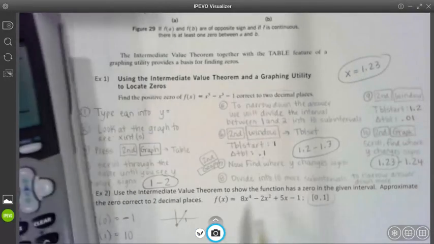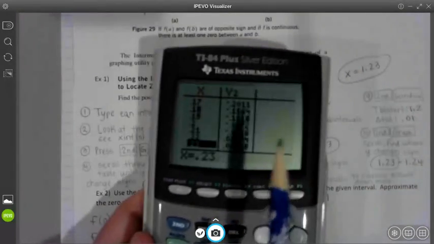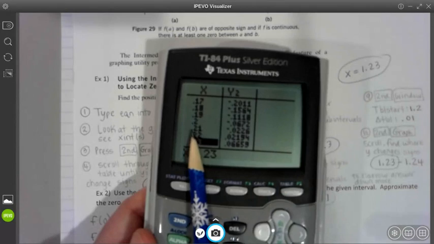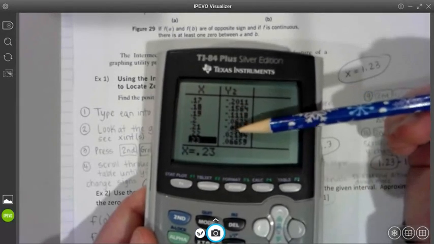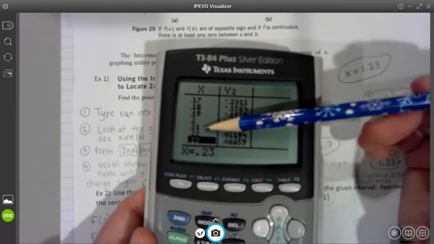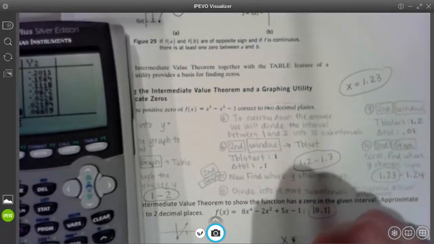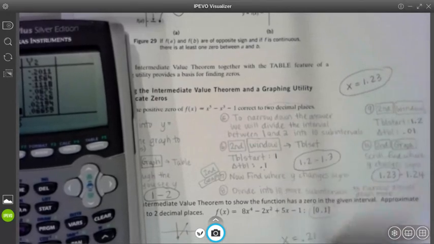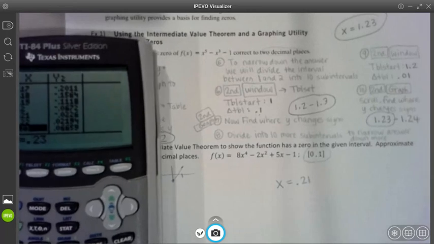So since they've only asked us to approximate it correct to 2 decimal places, then we're going to keep the number right before it changed. So it was negative, negative, negative, negative, and then it changed. So we're going to keep this one right here, x equals 0.21, as our approximate x-intercept, our approximate 0 in between 0 and 1. All right.